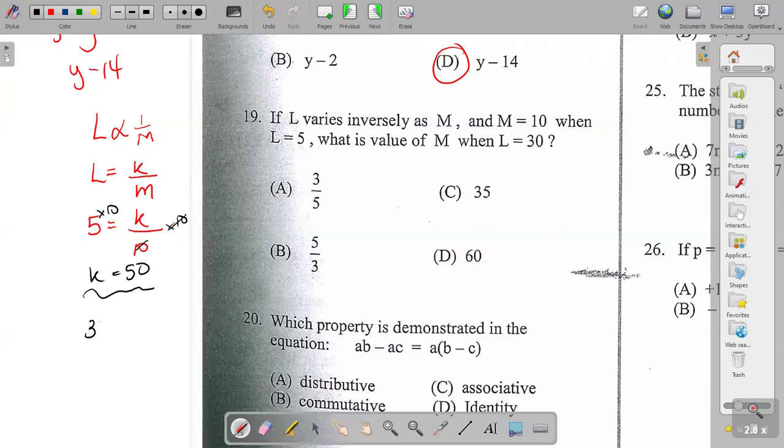So now we substitute again. L is 30. We know K is 50. We don't know what M is, so we put that as X. Because X is in the denominator, we should remember what to do. We switch. So X is equal to 50 over 30. Cancel, you end up getting 5 over 3, which is B.